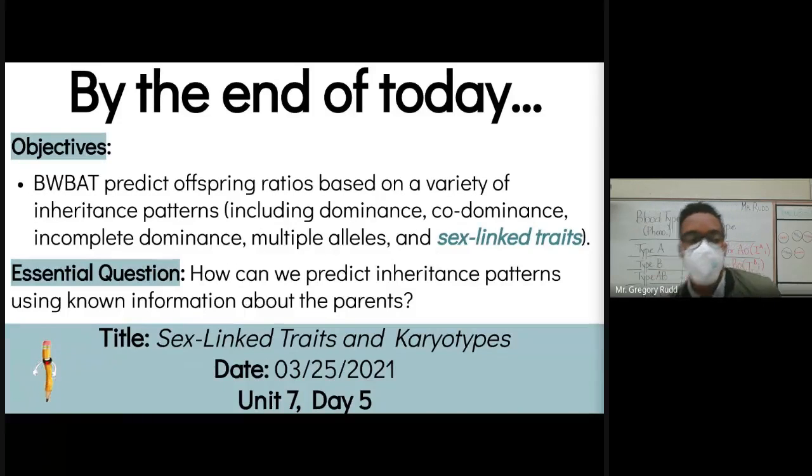All right, so today's lesson is going to be about sex-linked traits and something called the karyotype, which we'll talk more about. The objective is really the same thing that we've discussed for the last 3 or 4 days, but today we're going to focus solely on sex-linked traits. The essential question today: how can we predict inheritance patterns using known information about the parents? So this is going to take on another new meaning today when we take a look at these karyotypes.